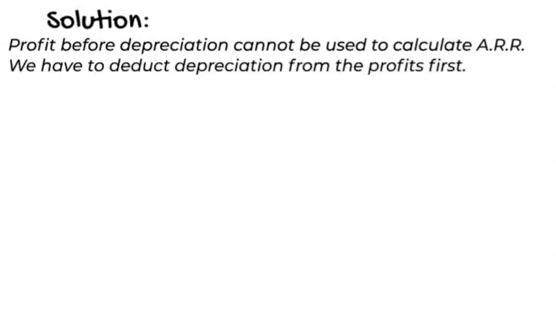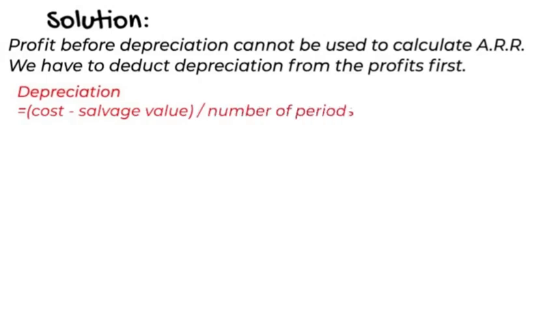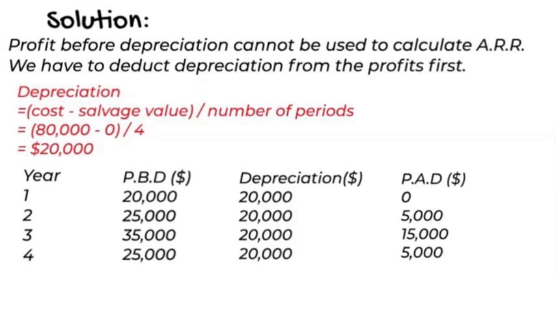Profit before depreciation cannot be used to calculate ARR. We have to deduct depreciation from the profits first. The formula for the depreciation is cost minus salvage value divided by number of years. In this case, we have the cost as 80,000 minus 0, as it has no salvage or residual value, divided by 4, which is the number of years. And that gives us a depreciation of $20,000. So now we have the profit after depreciation in year 1 as 0, year 2 as 5,000, year 3 as 15,000, and year 4 as 5,000.